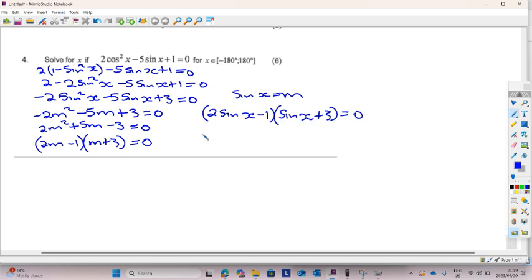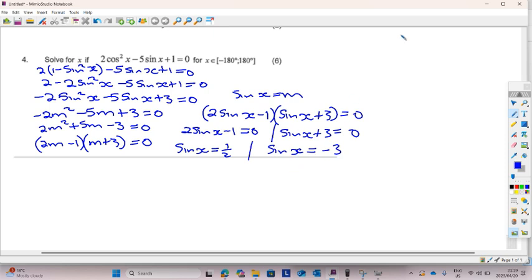And then our zero factor law: either this bracket is equal to 0 or that bracket is equal to 0. So we have 2 sine x minus 1 equals 0, or sine x plus 3 equals 0. Isolating sine x, here we have sine x is equal to 1 over 2, or sine x is equal to negative 3.